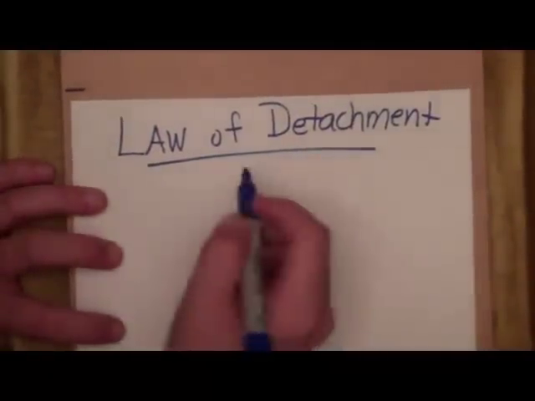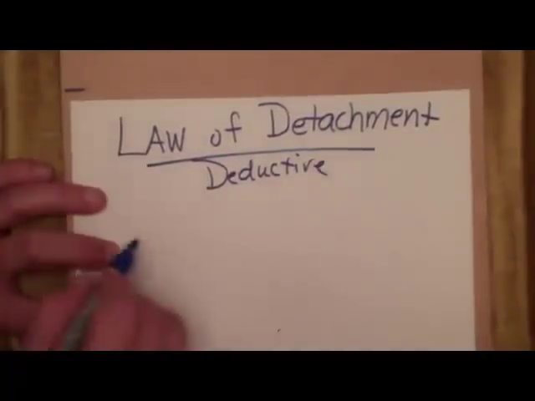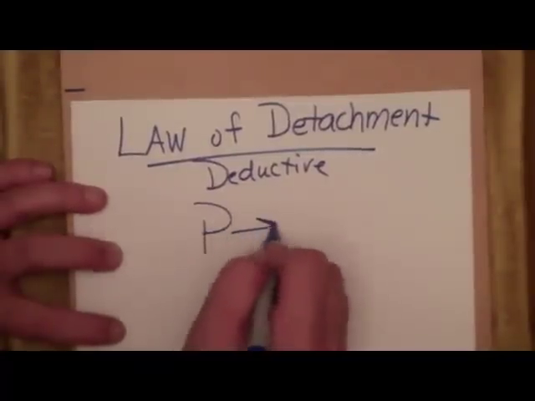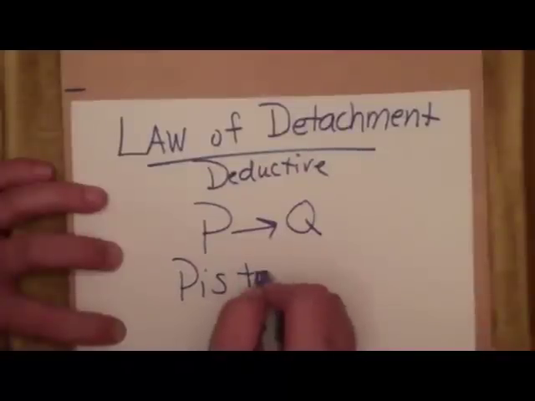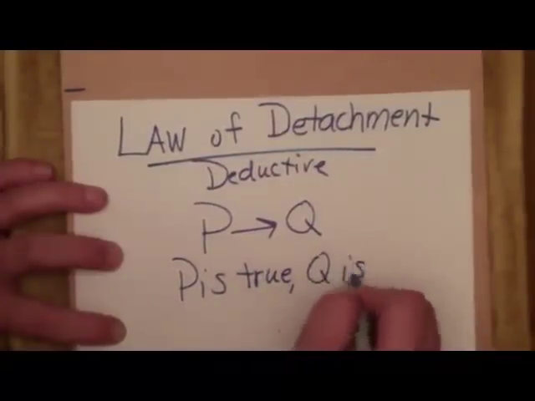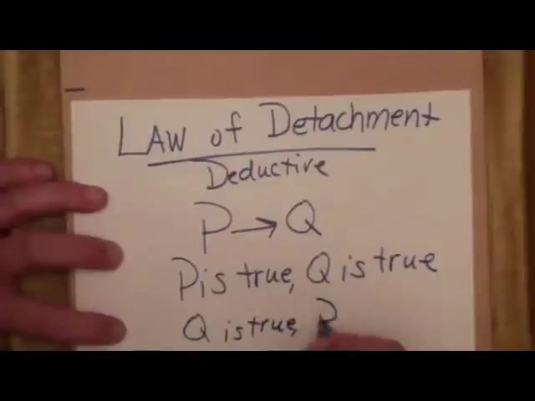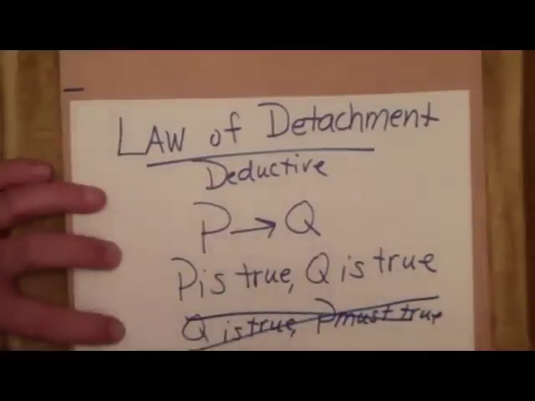Okay, the law of detachment is a form of deductive reasoning. In the law of detachment, it basically says that if you have a true statement, if P then Q, and you know that P is true, then Q is true. However, it does not work in reverse. You cannot say that if Q is true, P must be true. Even though sometimes that is the case, you can't prove it.